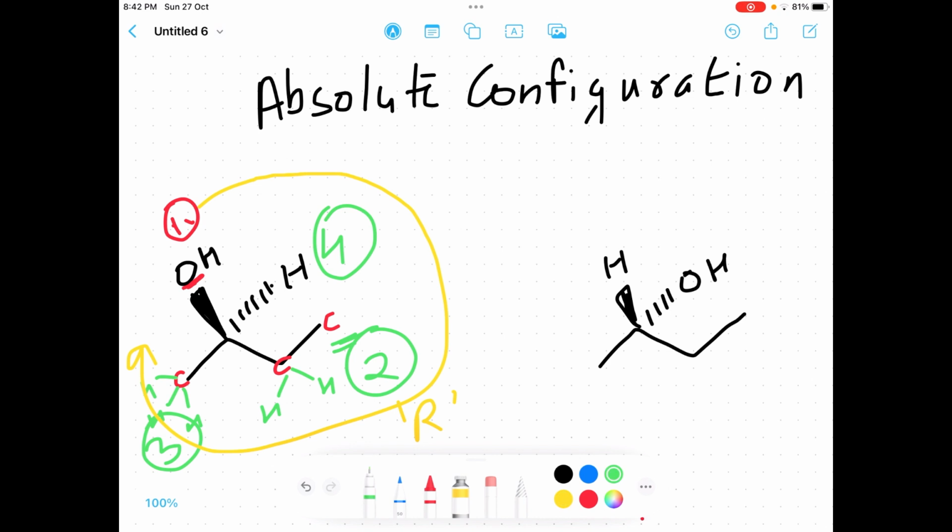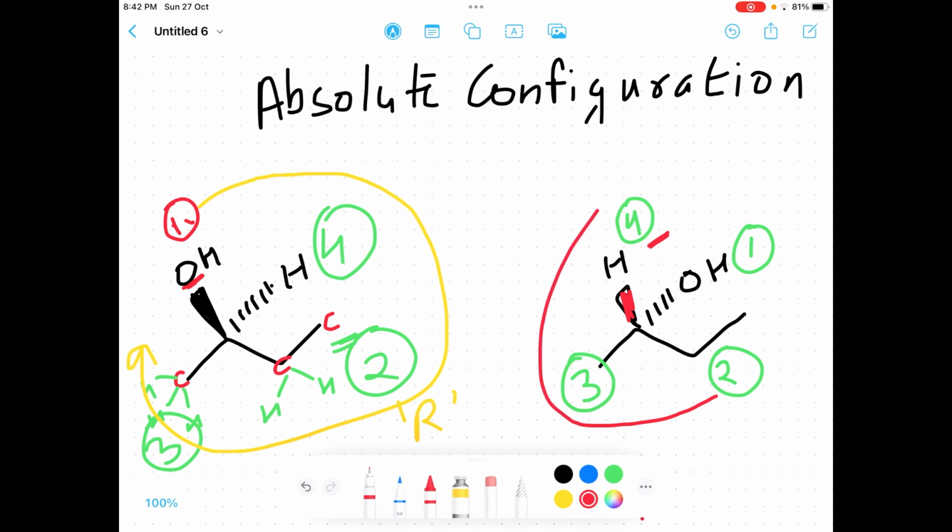Now let's see the second example. Again, the priority will remain the same: OH number 1, ethyl number 2, this methyl group as number 3, and hydrogen as number 4. But in this case, number 4 is not on the back. As I mentioned earlier, if number 4 is not on the back, then we have to go one extra step. For that, first find out the configuration. At the moment, number 1 is on the back, so I will go 2, 3 and 4. So 2, 3 and 4 is moving clockwise, so accordingly this is R.